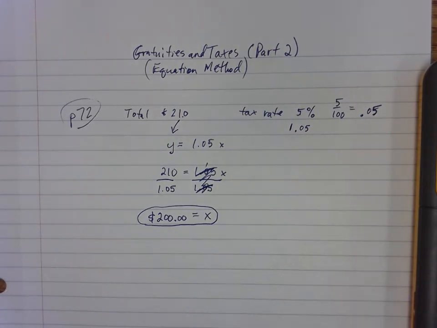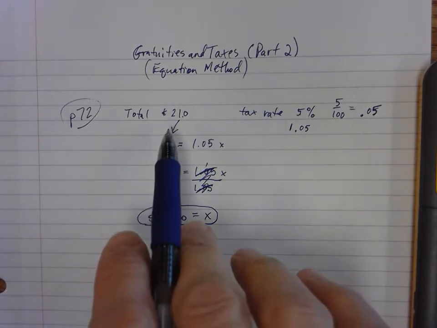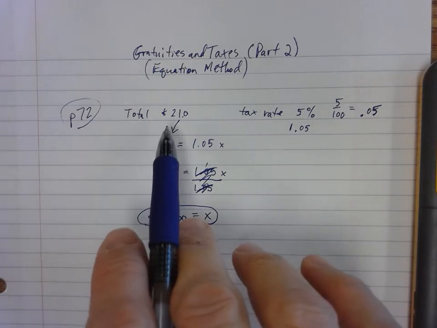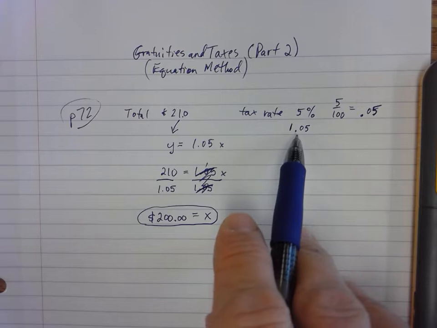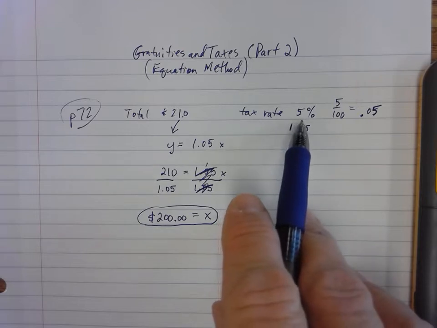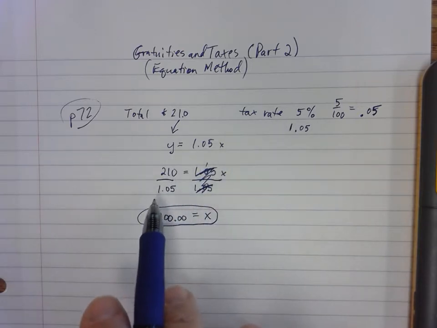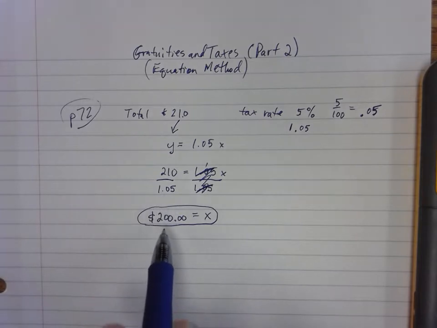Alright, so there's how that one works. Take your total when you know the total and want to know what it is before the tax was added. In this case, that would be 1.05 because the tax rate was 5%. So I did 210 divided by 1.05, and that tells me that the stuff was $200 to start with.